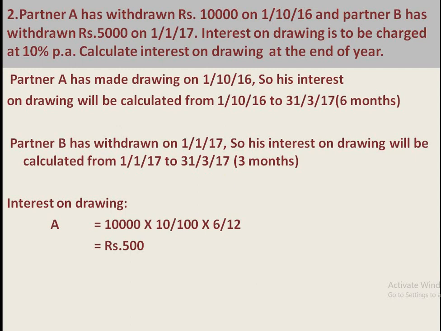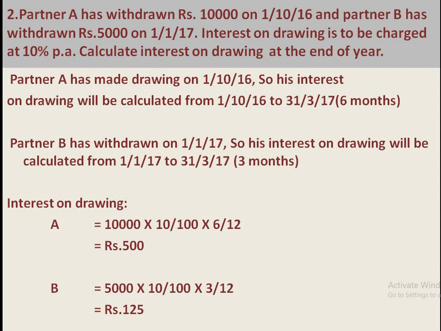So we will calculate partner B's interest on drawing. His amount of drawing is 5,000. Rate of interest is 10%, but we will charge only 3 months interest, and here it is 5,000, 10% rate of interest, and 3 months interest comes to rupees 125. So here we found interest on drawing for A and B.